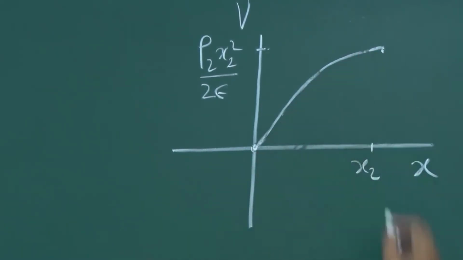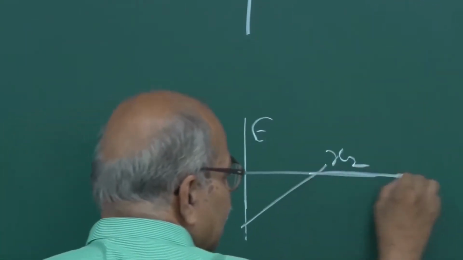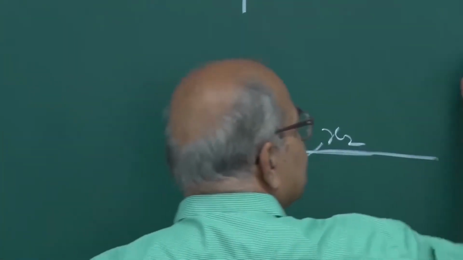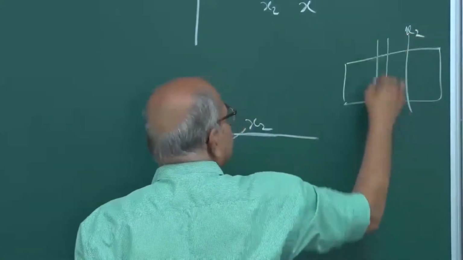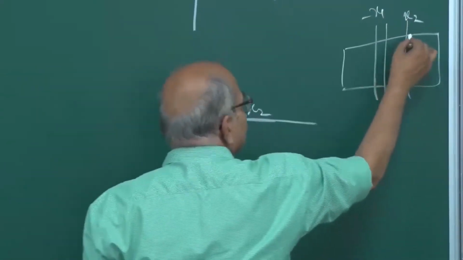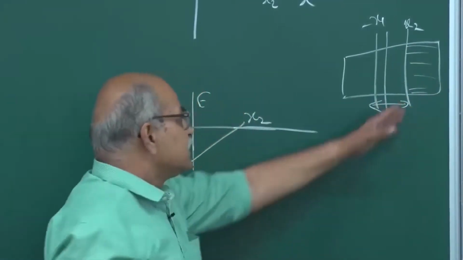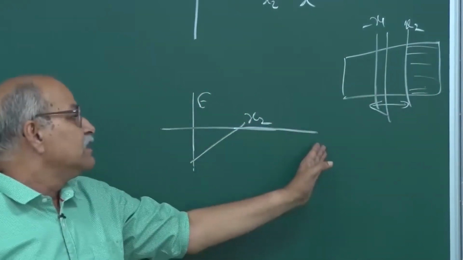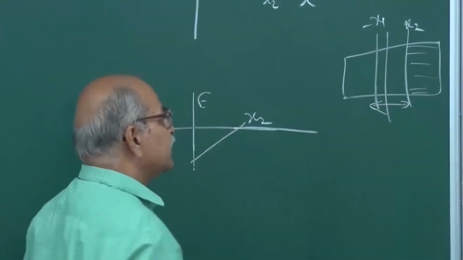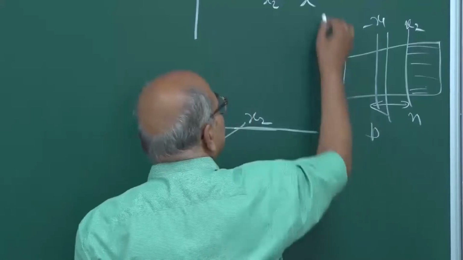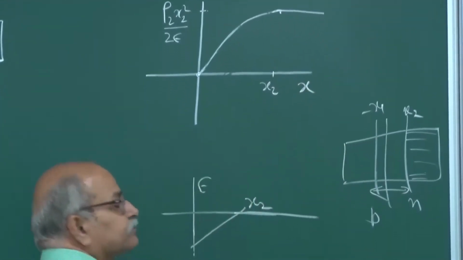Slope gradually decreasing as you increase x, and beyond x2, right? Beyond x2, that means in your PN junction, this is x2 and this is minus x1. So beyond x2, here in this region, this is the depletion region. So in this region, there is no electric field, and so the potential is constant. So throughout this n-type region, the potential remains constant like this.